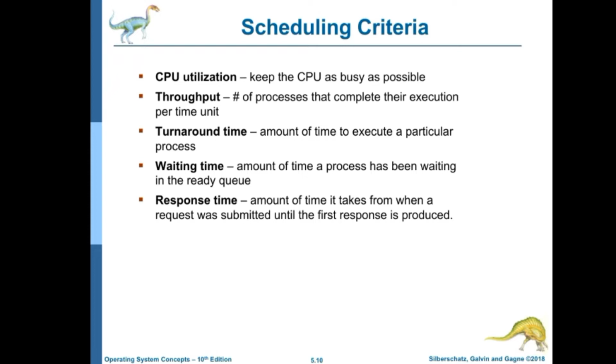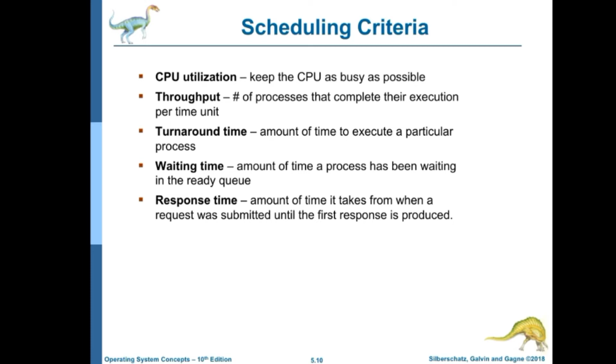Scheduling criteria. CPU utilization, keep the CPU as busy as possible. Second is throughput. Number of processes that complete their execution per time unit. So kung ang CPU is busy sa pag-execute sa process, mao na siya ang gitawag na throughput.